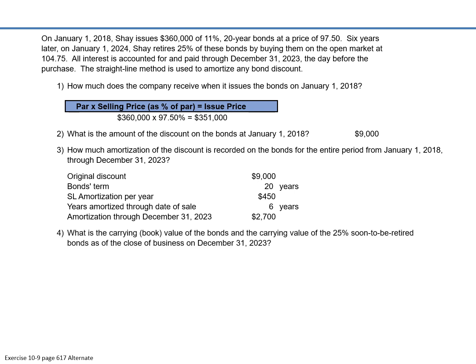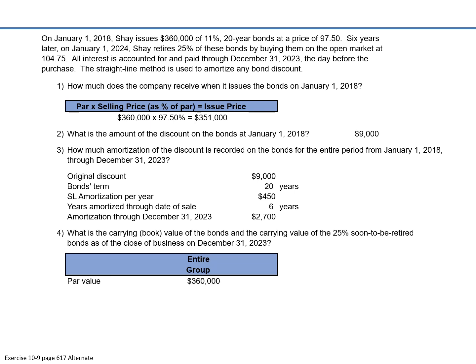Okay. What's the carrying value of the bonds and the carrying value of the 25% soon to be retired bonds at the close of business? So par value of our entire group was 360,000, right? The remaining discounts as of December 31st, 2023 is the difference between our original 9,000 less what we've amortized to date. $6,300 left. So our carrying value of the entire group is $353,700.